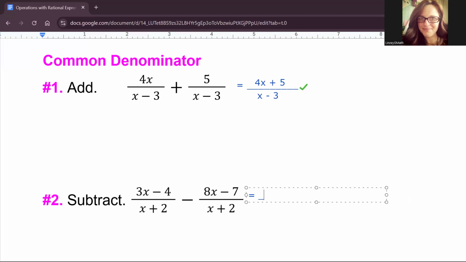Subtracting, you need a common denominator. And once again, we do have a common denominator of x plus 2. So we can subtract the numerators. And we'll subtract the entire expression, 8x minus 7.